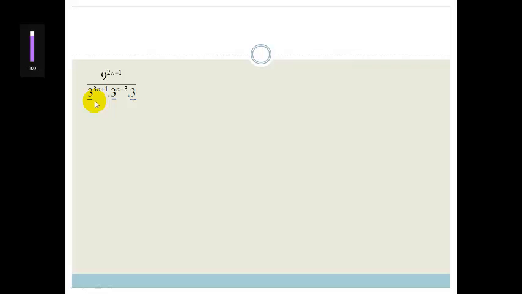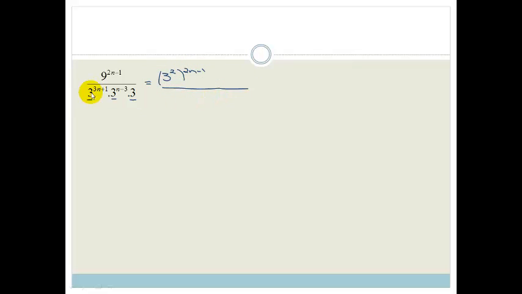There we go. If we've got exponents with the same base, then obviously we can do stuff with the exponents. We can add or subtract, or divide. But we need this 9 to be the same base as well. That's pretty easy because we know that 3 squared is 9. So we can rewrite this as 3 squared all to the power of 2n minus 1.